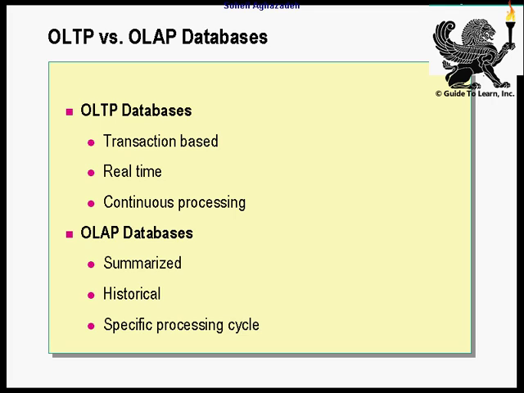OLTP was designed for transactional applications. That means you could add a new record, update an existing record, and delete an existing record. This is designed for real-time data acquisition, perhaps an e-commerce website or your daily database that you're accessing via your Windows-based application. So it's designed for continuous processing.